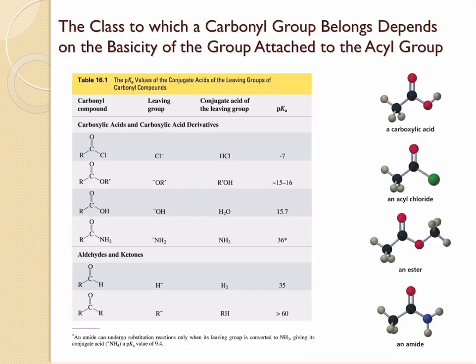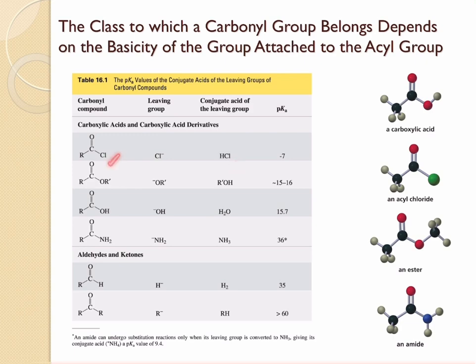The class to which a carbonyl group belongs depends on the basicity of the groups that are attached to the acyl groups. So here are the groups that are attached to the acyl groups. In the case of acid chloride, it's Cl minus. In the case of ester, it's OR minus. In the case of carboxylic acid, it's OH minus. And in the case of amides, it's NH2 minus.